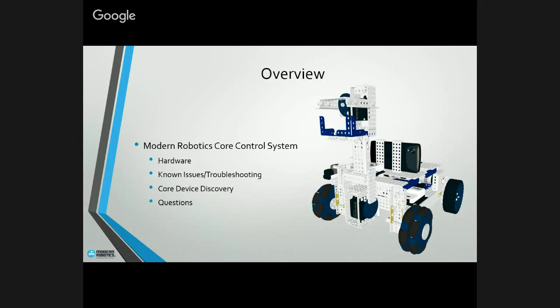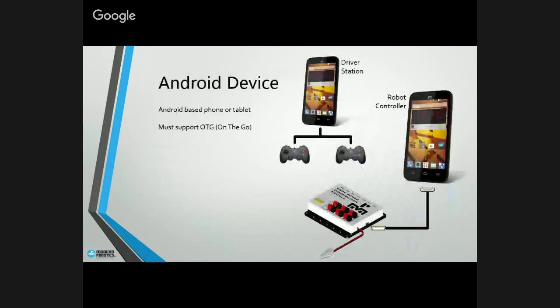So first, we all know that this is an Android system that is run by 2 Android phones or tablets, and they must support OTG. I know FIRST recommends the ZTEs. So the driver station. The driver station is basically a dummy app. It talks to the robot controller, gets all the information from the robot controller app. As Modern Robotics, we don't really have any control over the driver station or any connection with it, really.